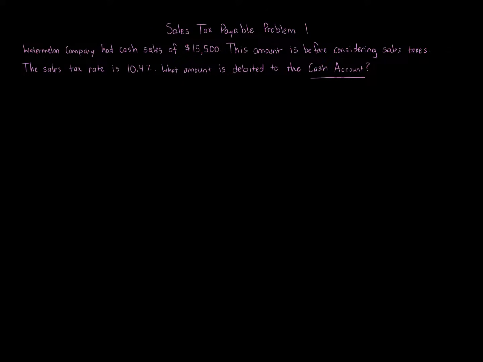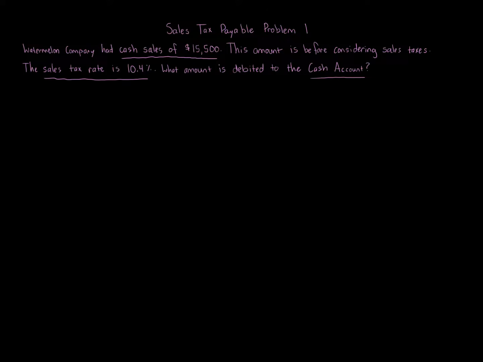And the idea here is just understanding what's going on. Watermelon Company had cash sales of $15,500. And we're told a sales tax rate. Now think about sales taxes. You go into a store, a restaurant, you have to pay sales taxes. The customer is the one that pays that. We're looking at the actual business. The business collects the sales taxes from the customer and it basically remits it and transfers that money to the government. Under law, it has to do so.